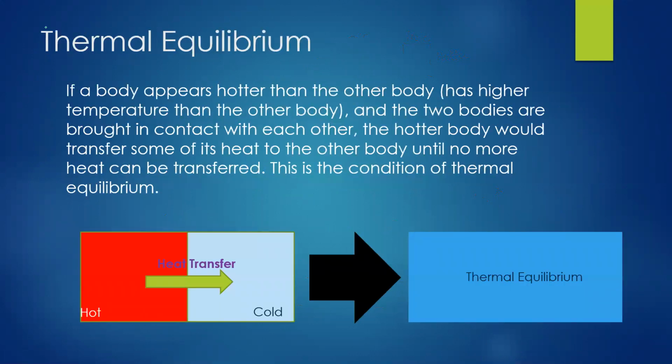Once we have dealt with temperature, let's understand the concept of thermal equilibrium. Remember that if a body appears hotter than the other body, that means it has a higher temperature than the other body. And let's say we bring both the bodies in contact. As you can see over here, this hot body has come in contact with the cold body. So what will happen?